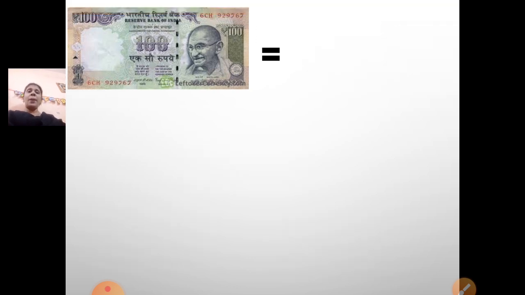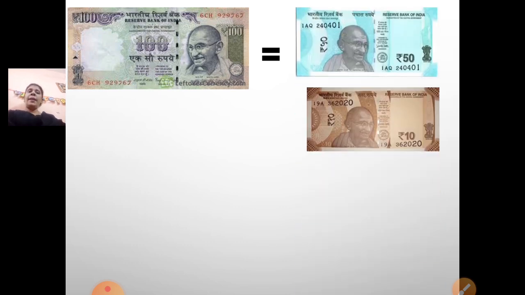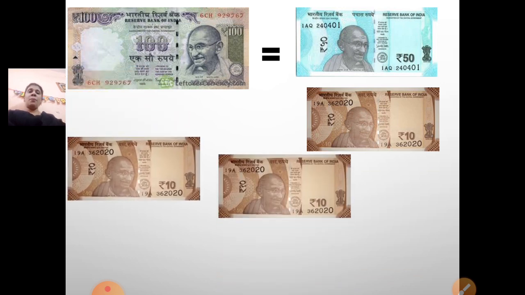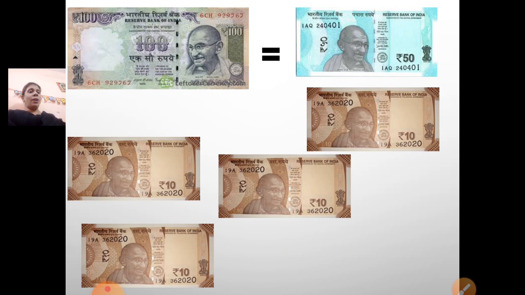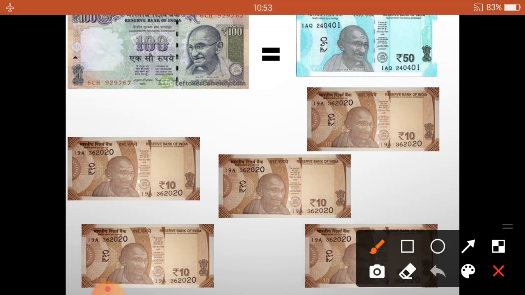One more 100 rupee. Now let us see how you can give. Okay, 50 rupee note, 10 rupee note, one more 10 rupees, one more 10 rupees, one more 10 rupees and one more 10 rupees. So let us count, children, whether it comes to total 100.